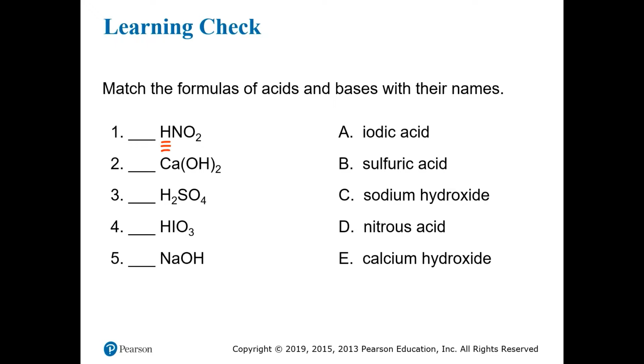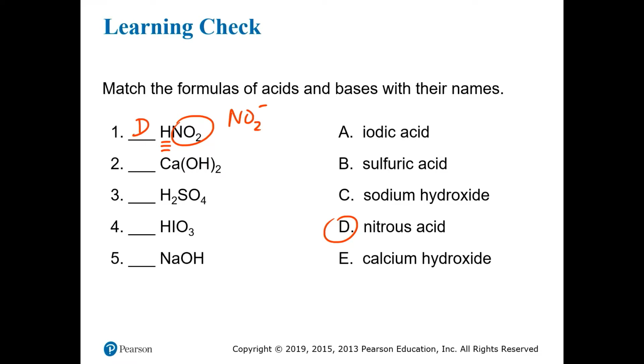So for a formula like HNO2, it should be relatively clear that this is an acid, not a base. It also should be clear that this is an oxoacid, meaning an acid containing an oxygen-based polyatomic ion, and so we really need to know the name of this ion, this NO2. So this NO2- ion is actually called nitrite, which makes this nitrous acid, D.